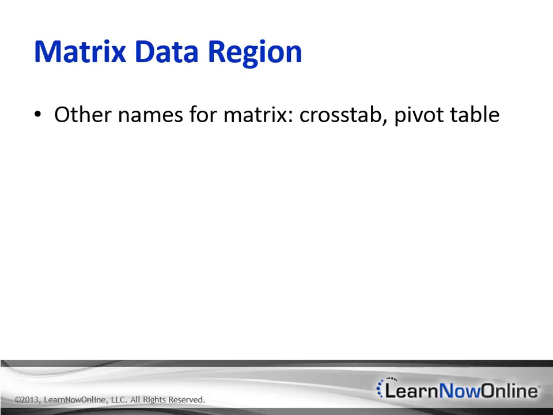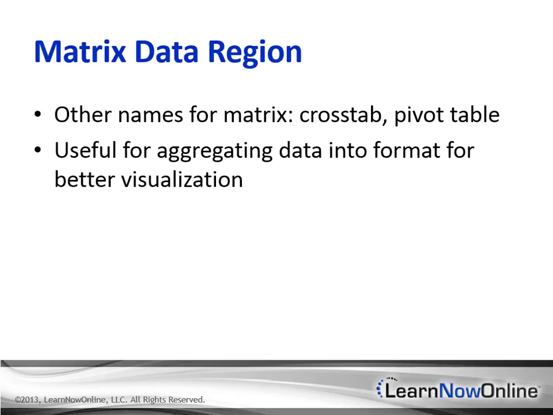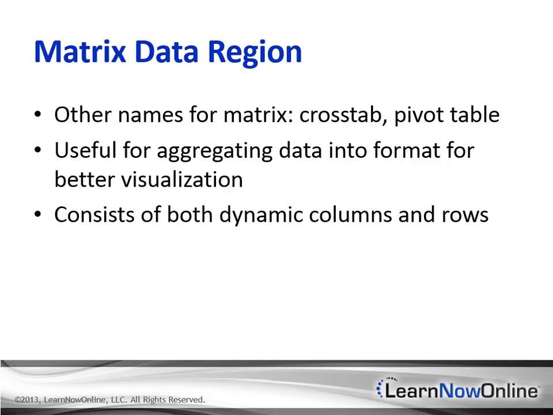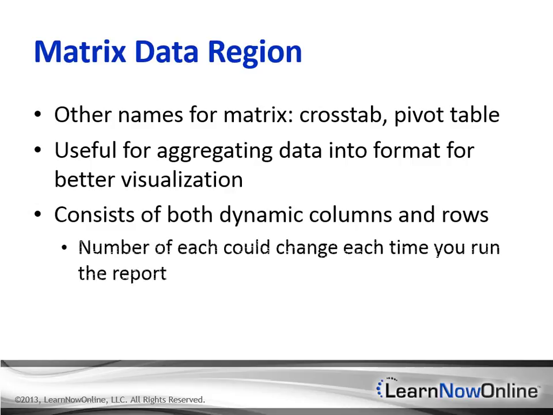A matrix is Reporting Services term for what other programs sometimes call a crosstab or a pivot table. A report based on a matrix is useful for aggregating data into a format that's more readily visualized than a plain table format. A matrix report lets you display an aggregate statistic such as the count of items sold by 2 fields such as salesperson and month. A matrix consists of both dynamic columns and rows, so the number of each could change each time you run the report as the underlying data changes.